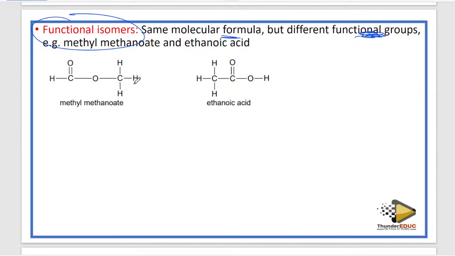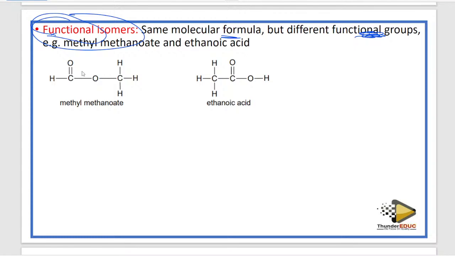Functional isomer. Now here you change the function. It's like the lady before marriage and the lady after marriage. You are the same person, but what changes is your surname, because this time you're going to take the surname of your husband. So you have changed from one family to another family. You're going to behave differently. The way you function is going to be different.